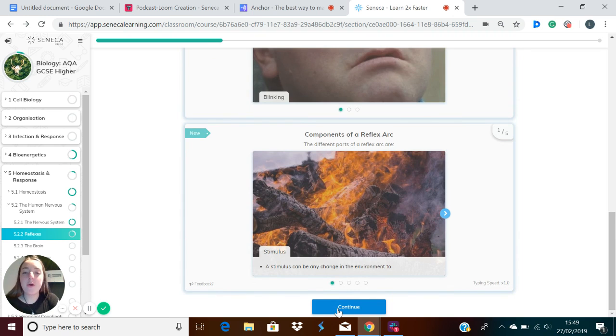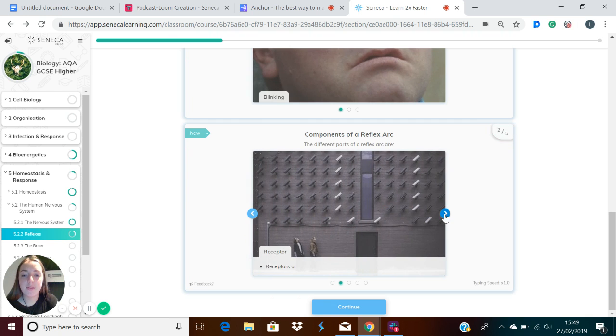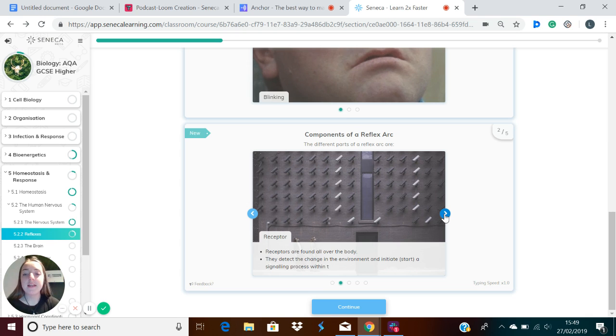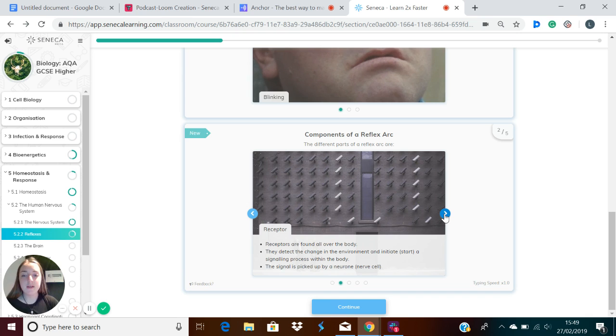So, what are the components of a reflex arc? So we have a stimulus, which is a change in the environment to which the body needs to respond. And this stimulus is detected by a receptor. Receptors are found all over our body, so in our skin, in our blood vessels, everywhere. They detect the change in the environment and start a signaling process within the body.